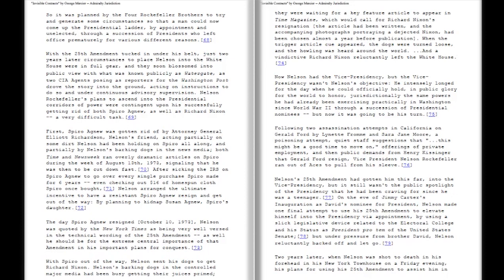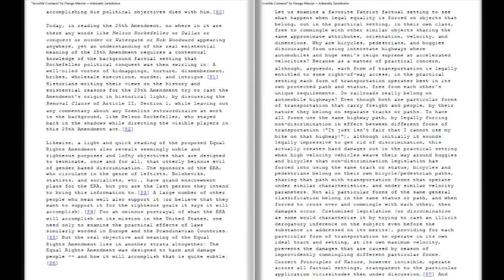79. 2 years later, when Nelson was shot to death in his forehead in his New York townhouse on a Friday evening, his plans for using his 25th Amendment to assist him in accomplishing his political objectives died with him. 80. Today, in reading the 25th Amendment, nowhere in it are there any words like Nelson Rockefeller or Dallas or conquest or murder or Watergate or Bob Woodward appearing anywhere, yet an understanding of the real existential meaning of the 25th Amendment requires a contextual knowledge of the background factual setting that Rockefeller political conquest was then swirling in a well-oiled vortex of kidnappings, torture, dismemberment, bribes, wholesale executions, murder, and intrigue.